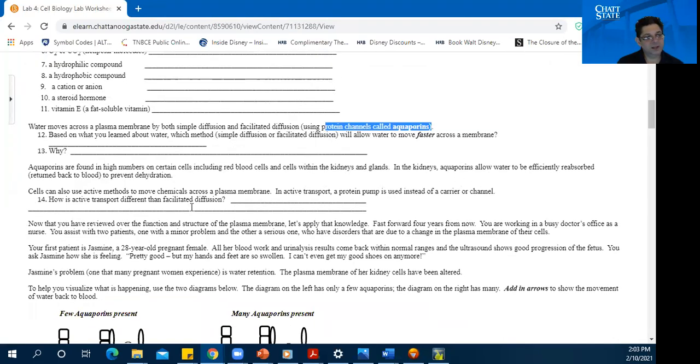Yeah, that's fine. We're getting into the difference of active and facilitated. That's a good question. I'd like for you to also write something out here on the right side of 14. Let's do that first, actually. How is active transport and facilitated diffusion alike? How are they alike? And then we'll tackle how they're different over here. They are alike in the way that they both use membrane proteins.